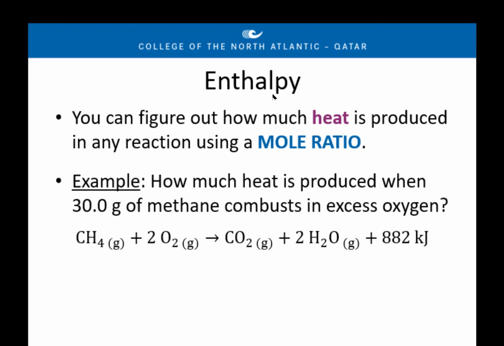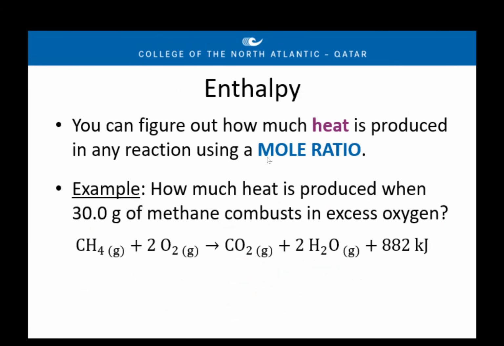Okay, so I got a question in the chat. We do not need to find anything about oxygen in this question. We are concerned with methane, not oxygen. We have excess oxygen, so it's irrelevant. We need to worry about methane. So step number one, find the moles of methane. It's mass over molar mass. So it will be 30 divided by the molar mass of methane.